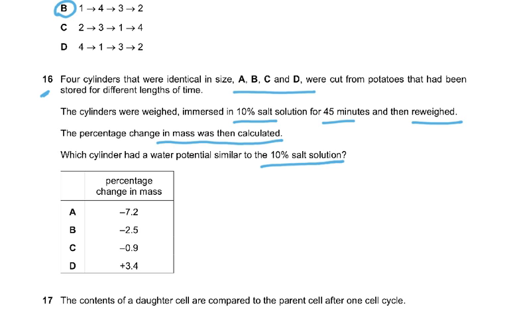You see in this question you had to see which would have the minimal amount of percentage change in mass, because it said it was similar to the 10% salt solution. Of course there should be zero change in mass, but here the least change in mass was minus 0.9, so the answer would be C, because the rest of them have a lot of change in mass. Whether it's negative, meaning losing mass, or gaining mass. So whichever one has the least change in mass. So question number 16, the answer is C.